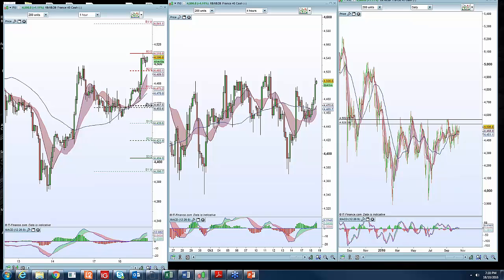Any other indices? Now I'll move on to the Asia side of things. Any other indices in the Western world? And now I'll move on to Hang Seng and Nikkei and things like that.